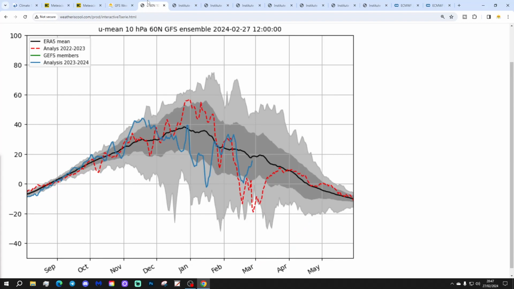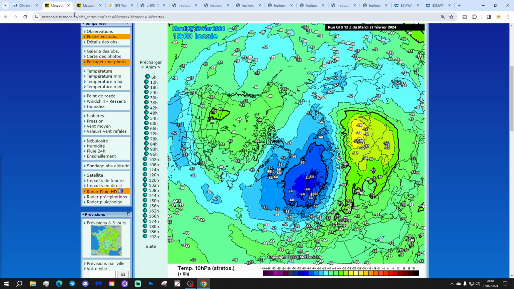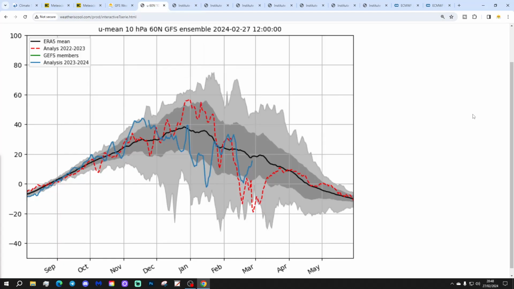So one way of looking at the stratospheric polar vortex is the temperature. So let's just go back to it. So it's that. Another way of looking at the polar vortex is with the zonal wind. So the temperature really changes the position of the polar vortex, and the zonal wind changes the strength of the polar vortex. So this is from weatheriscool.com.